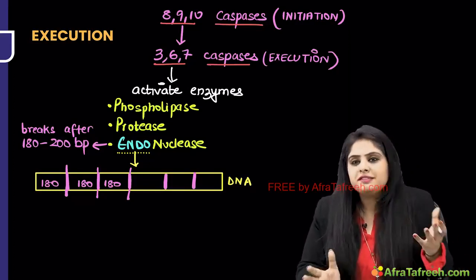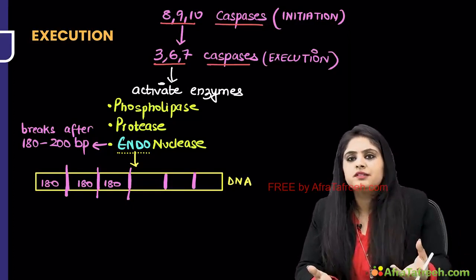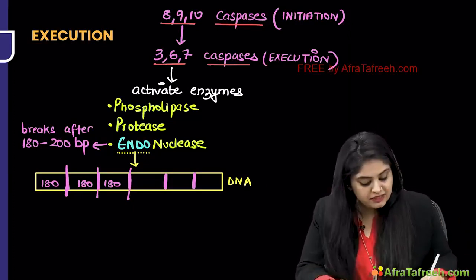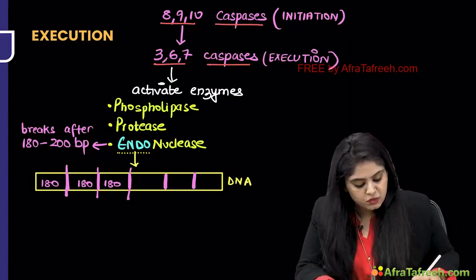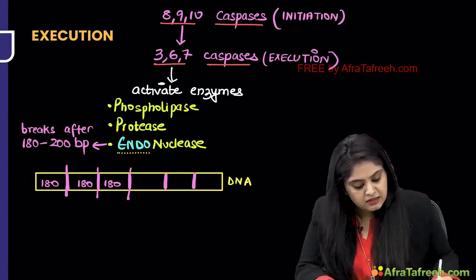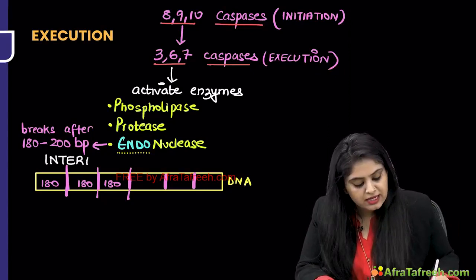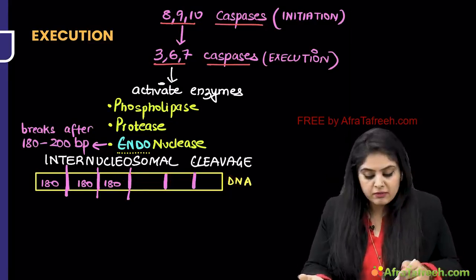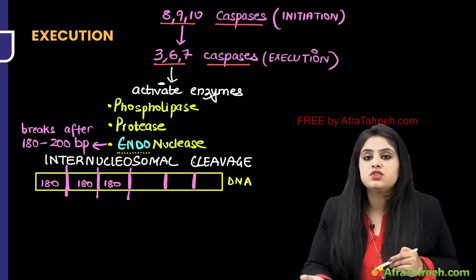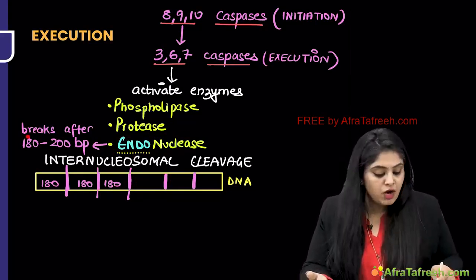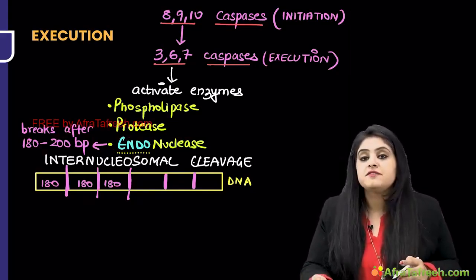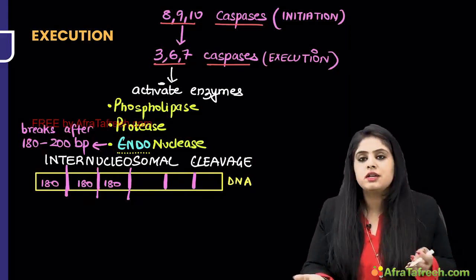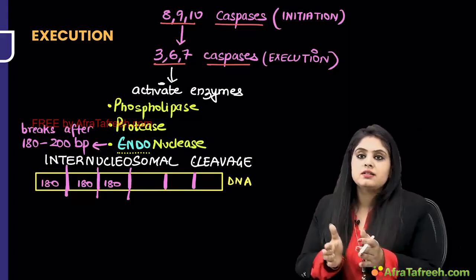And this very, very simple step, 180 break, 180 break. How simple is it? But they have given it a very, very fancy name. And this process is referred to as the very famous internucleosomal cleavage. Like I said, it's such a simple thing, but such a fancy name. So now if I ask you, what is internucleosomal cleavage, or which enzyme is responsible for it? It is the endonuclease. After how many base pairs does an endonuclease act? After every 180 to 200. So 180 you can learn. It's 180 cut, 180 cut, 180 cut.